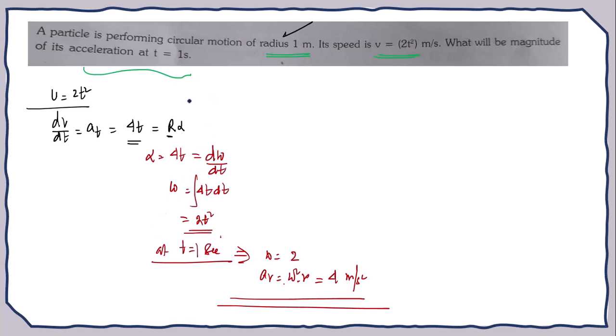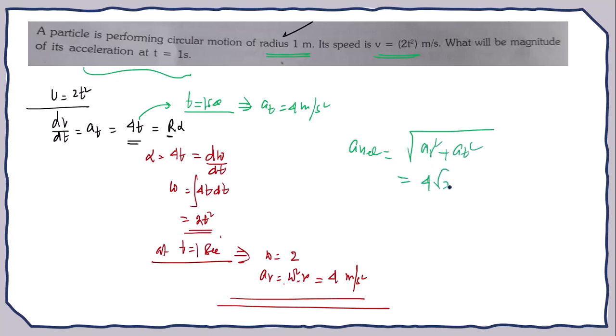Similarly, at t equals 1 second, what is AT? That is 4t. For t equals 1 second, this AT is also 4 meter per second square. So corresponding to that, the net acceleration is how much? The net acceleration should be equal to the square root of AR square plus AT square. That means 4 root 2 meter per second square. So that will be your answer. Okay.